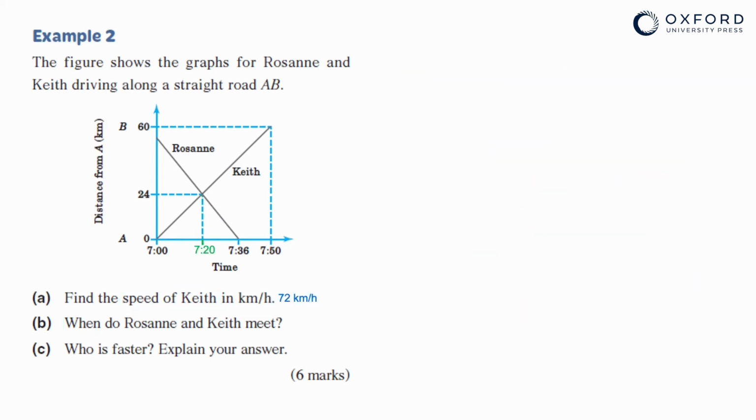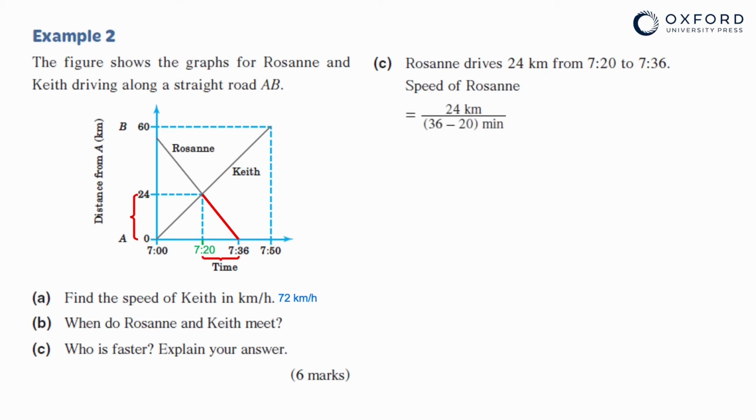In part C, who is faster? We have to find the speed of Roseanne and compare it with Keith's speed. We can find it from this part of the graph. The distance of this part is 24 km, and the corresponding time used is from 7:20 to 7:36, which is 16 minutes. So the speed of Roseanne is 24 km divided by 36 minus 20 minutes. 1 mark will be given for this expression.